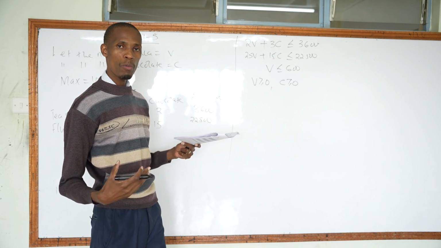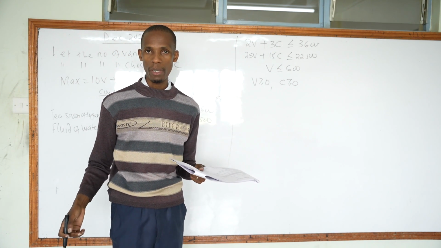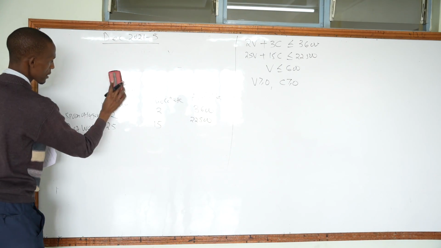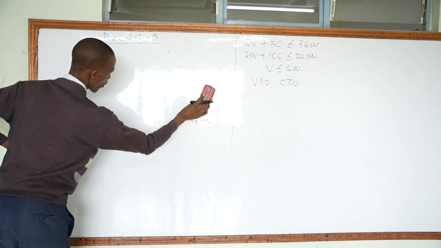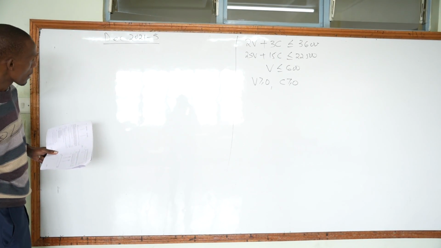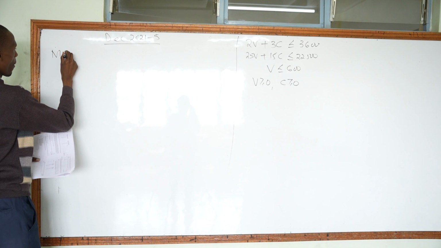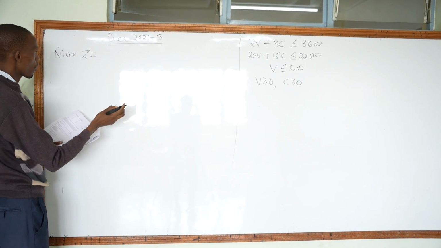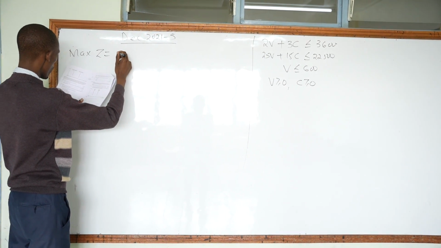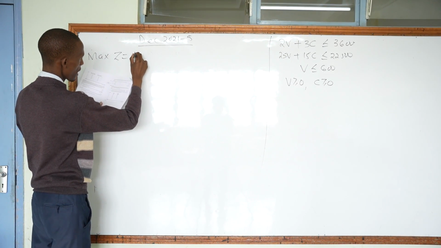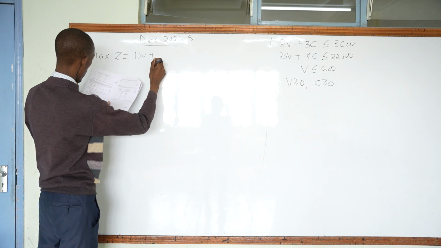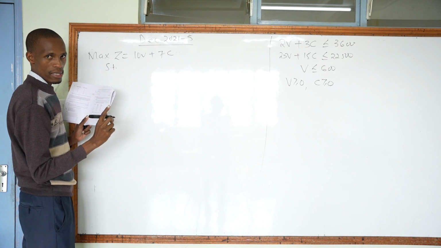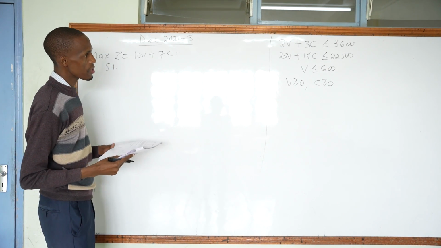So if we are going to formulate the entire linear programming problem, we come and say we are maximizing profit. You can just call it Z. Z can stand for profit. And the profit for one serving of vanilla is 10V plus 7C. ST. What does ST stand for? Subject to, which are these constraints.